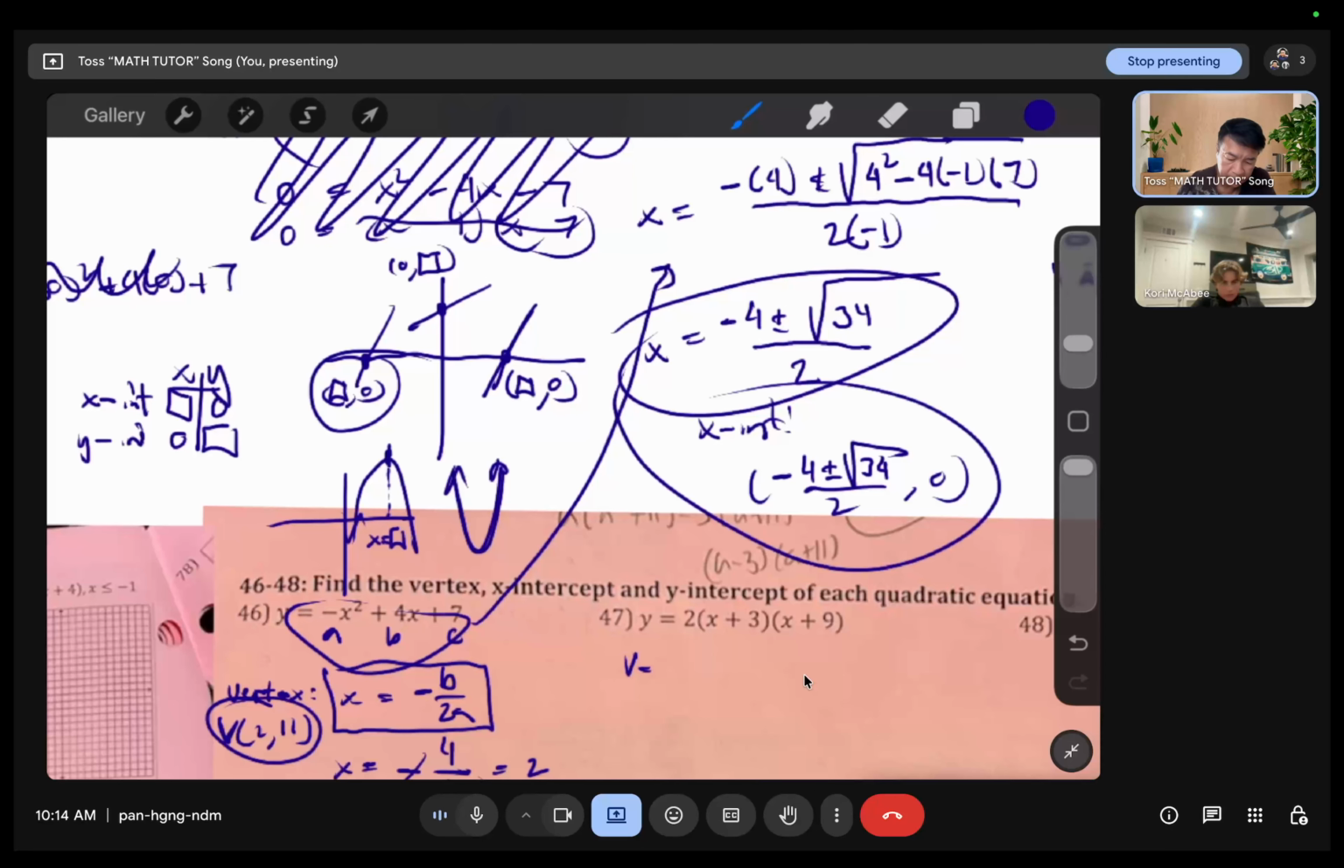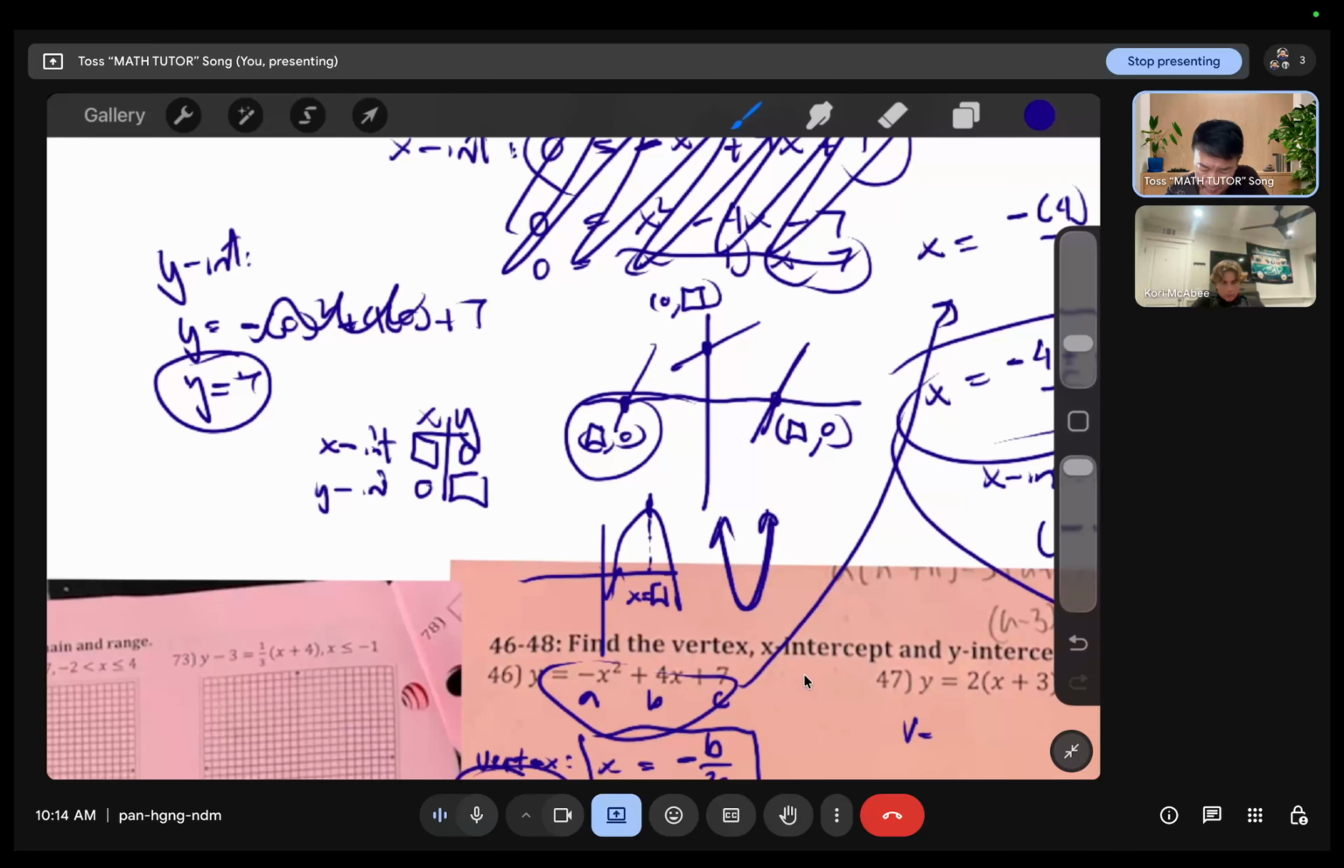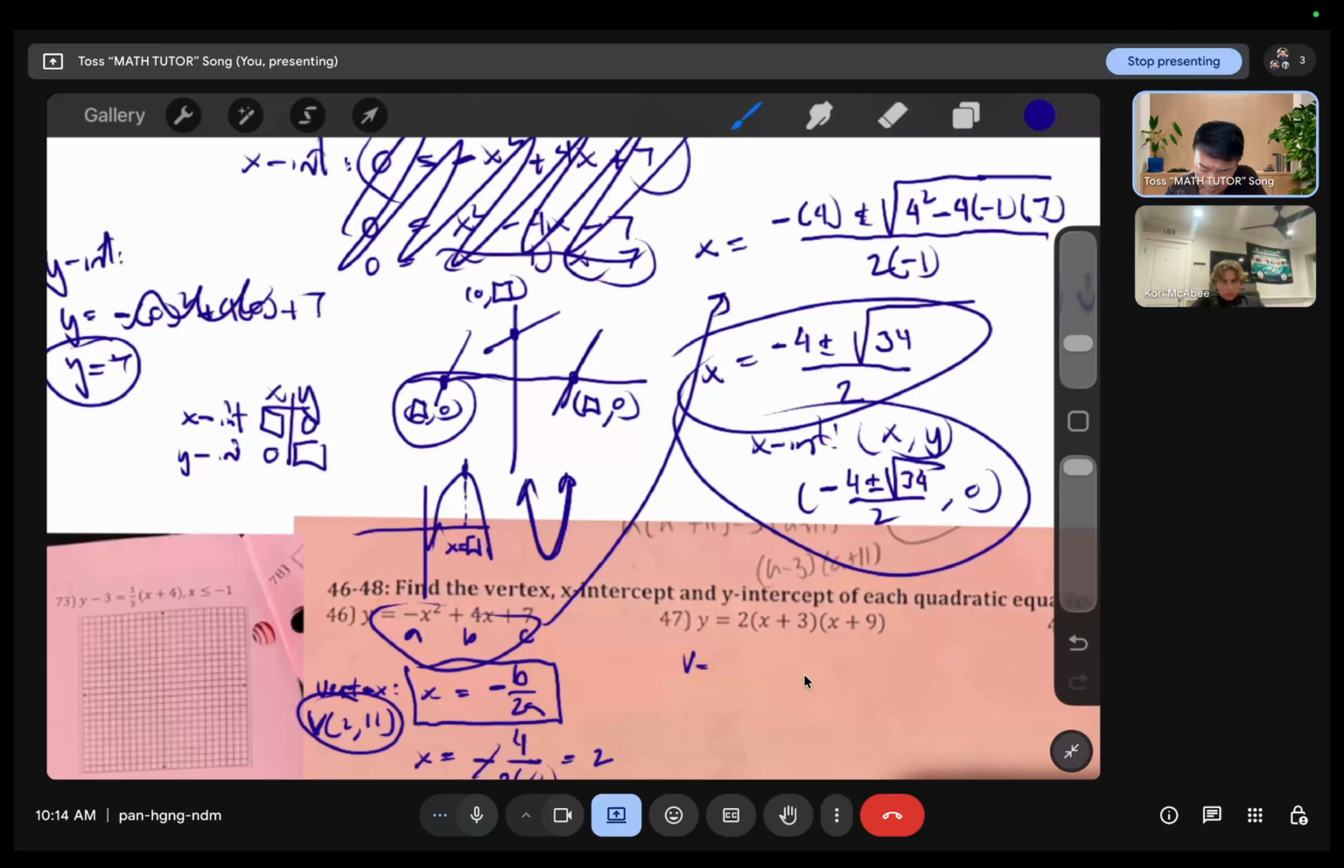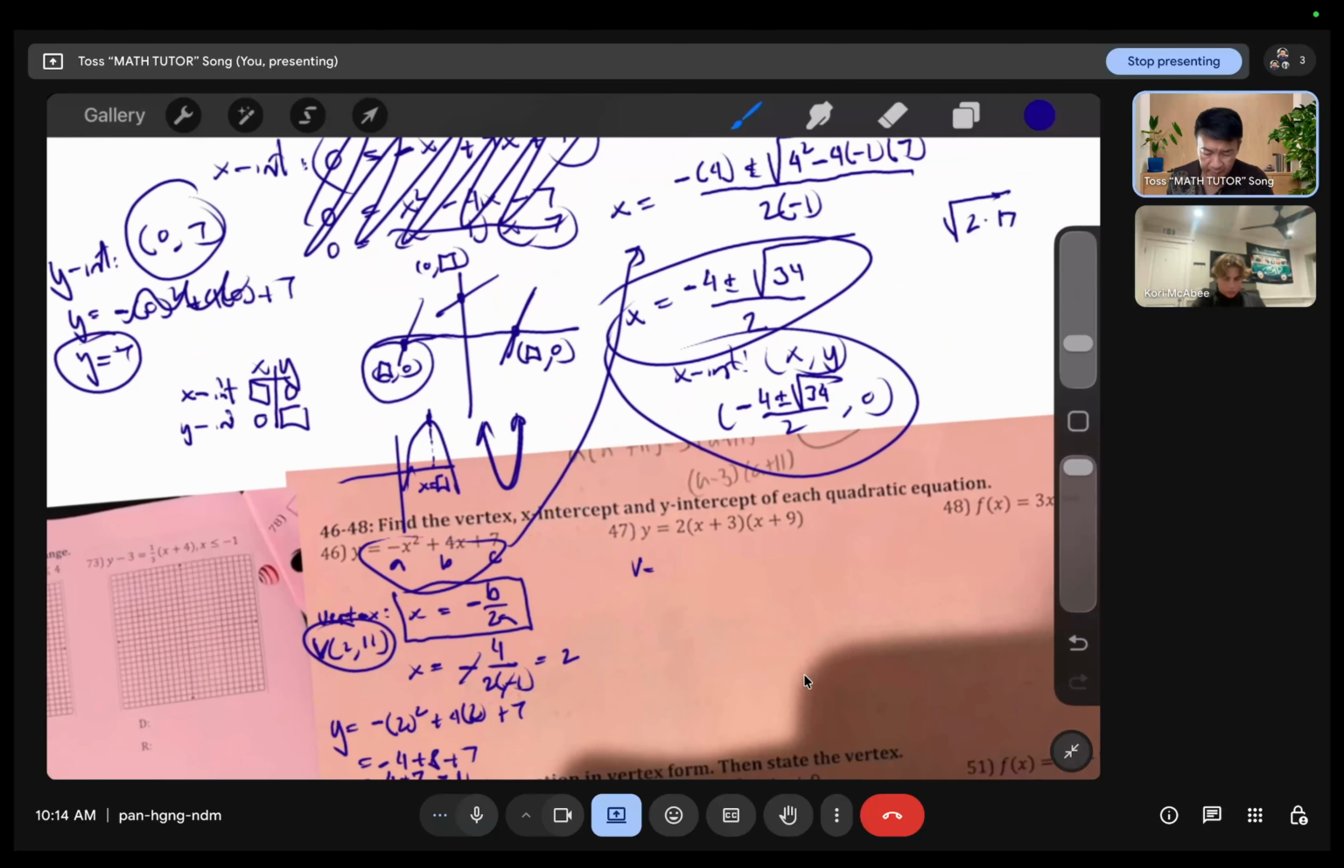If you were to write the coordinate form, x comma y form, for the y-intercept, you can write the coordinate form. You can, if you want to do that, it will be 0 comma 7. There. Okay, that's done.